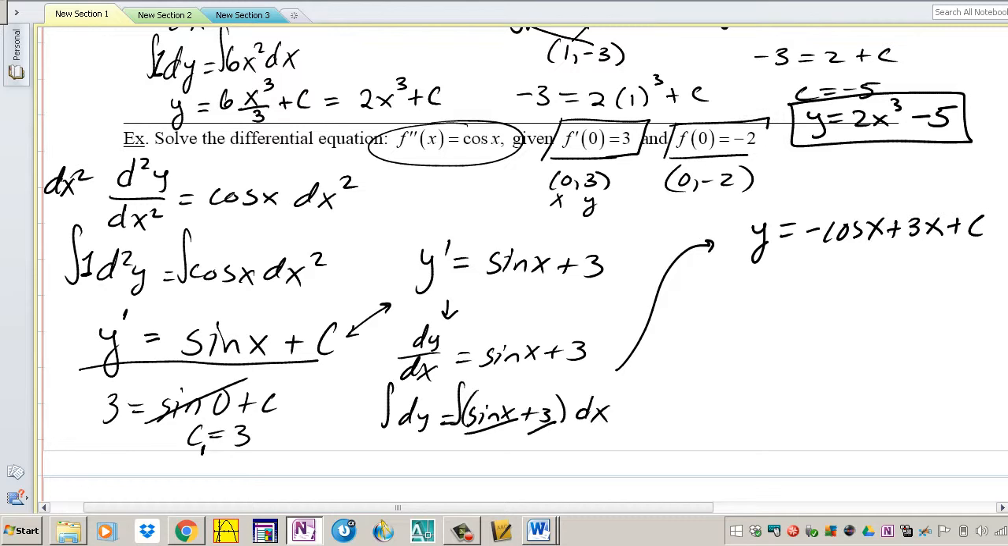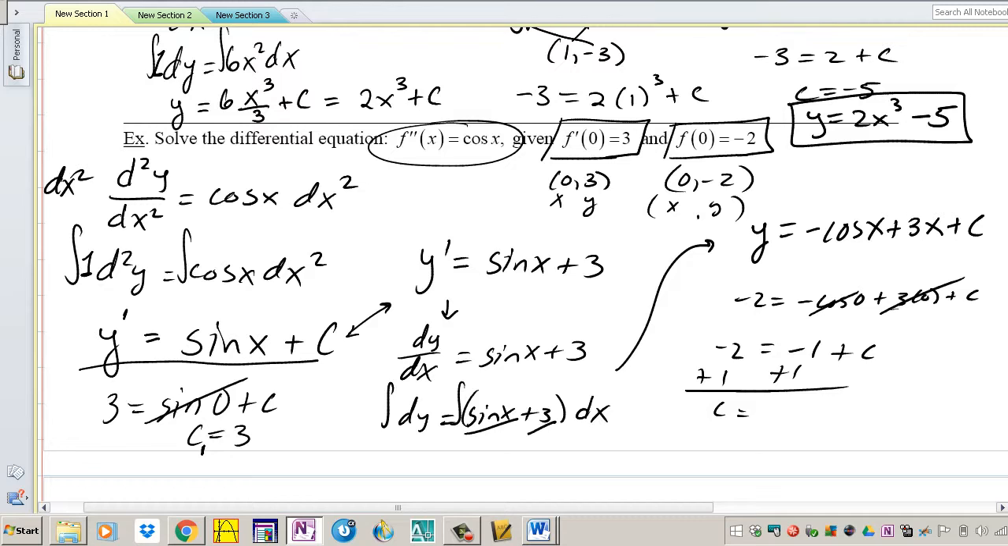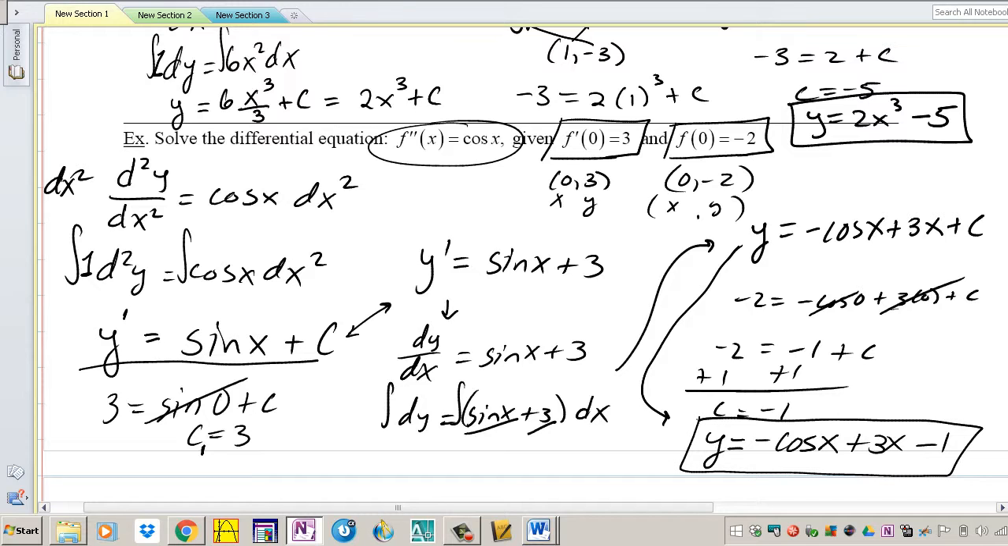Now we're going to use the initial condition for the function (x, y), and we're going to go ahead and plug it in. So it's going to be negative 2 is equal to negative cosine of 0 plus 3 times 0 plus c. 3 times 0 goes away. Cosine of 0 is a positive 1, which makes this a negative 1 because of the negative, plus c. And if I add 1 to both sides, I get c is equal to negative 1. So my general solution for y becomes a particular solution now that I have c solved. So it's y is equal to negative cosine x plus 3x minus 1, and this is called my particular solution. It is not general. It is an exact solution with all variables and parameters defined here.